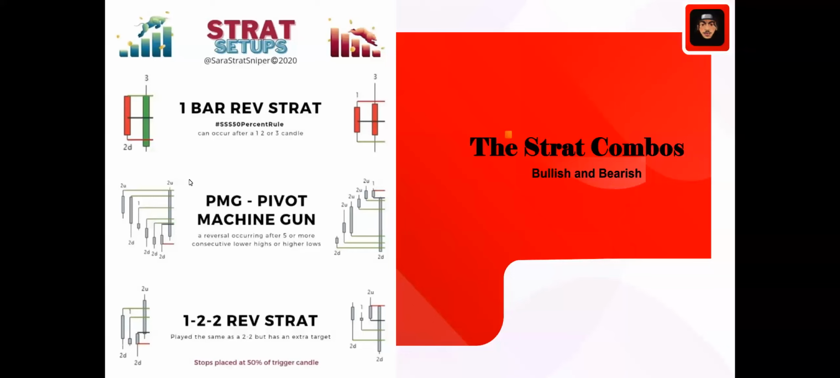I know a lot of people on the old sheets would get confused with the strat combos. Most of these don't have colors on them, unless it comes to the rev strat and stuff like that. So this sheet is probably the best iteration of the strat combos. Sarah Strat Sniper made it.